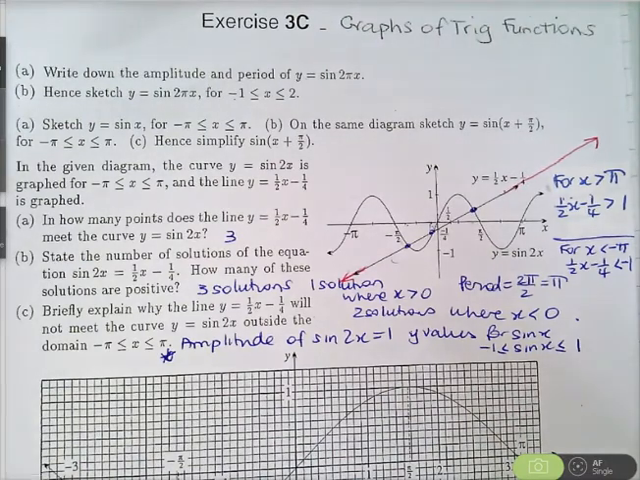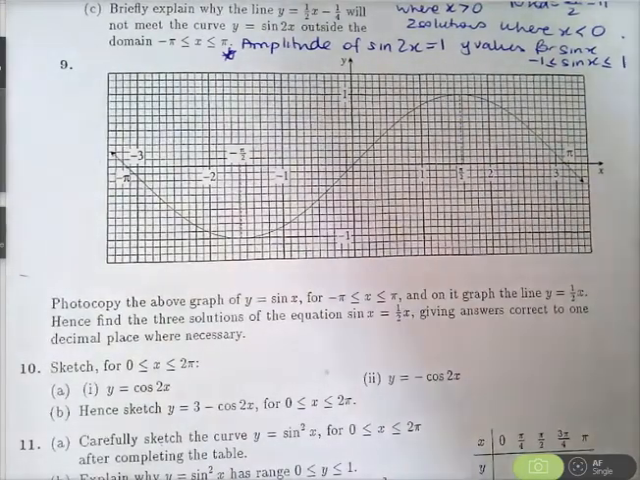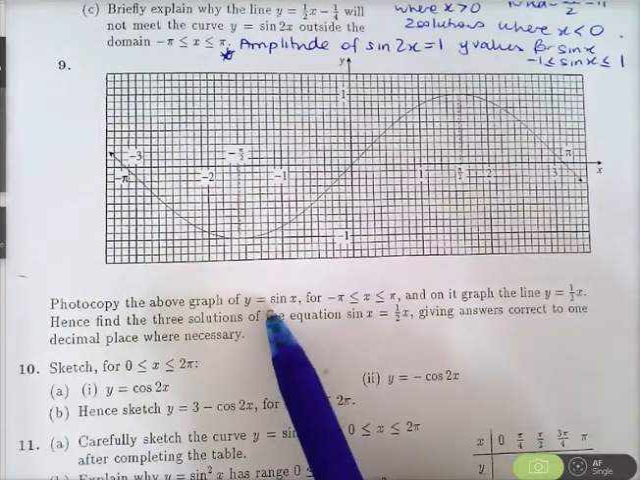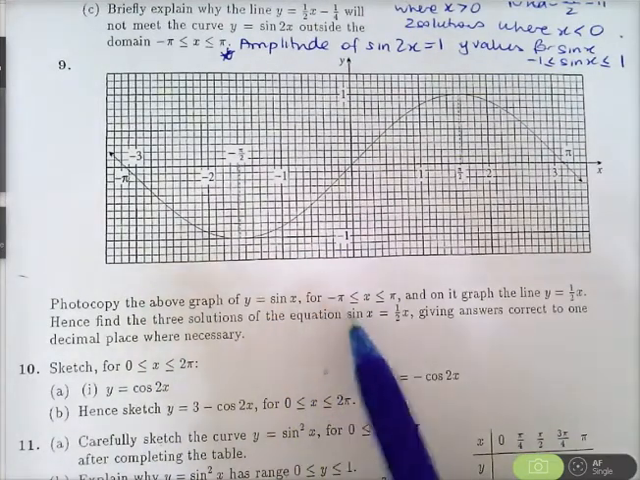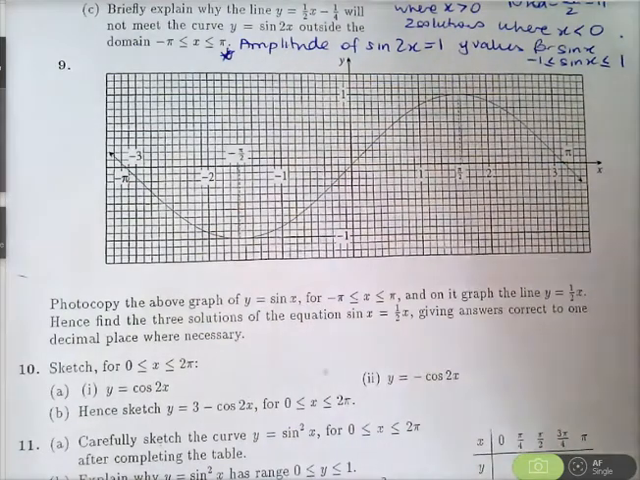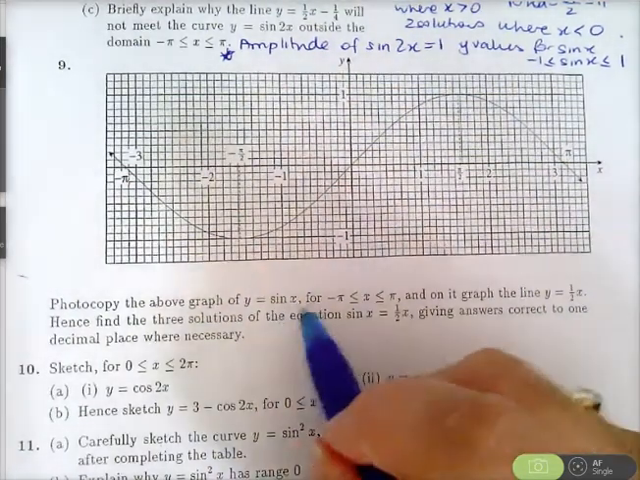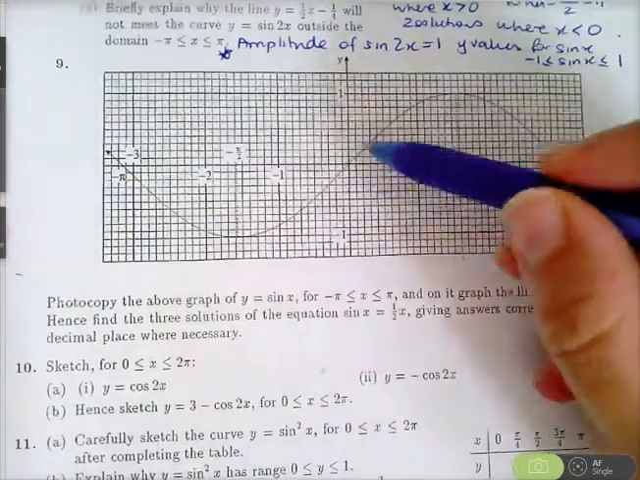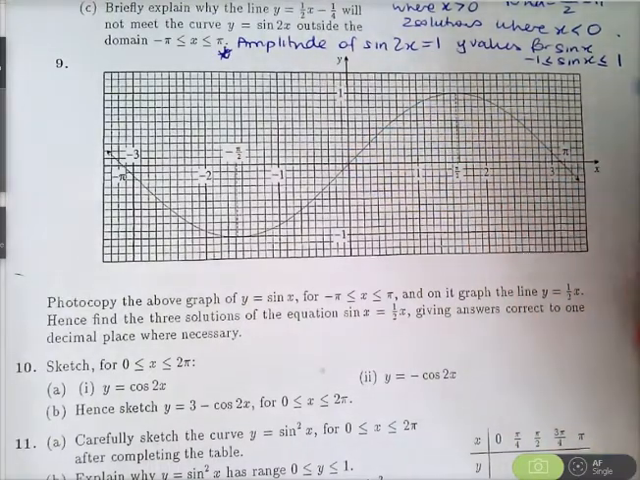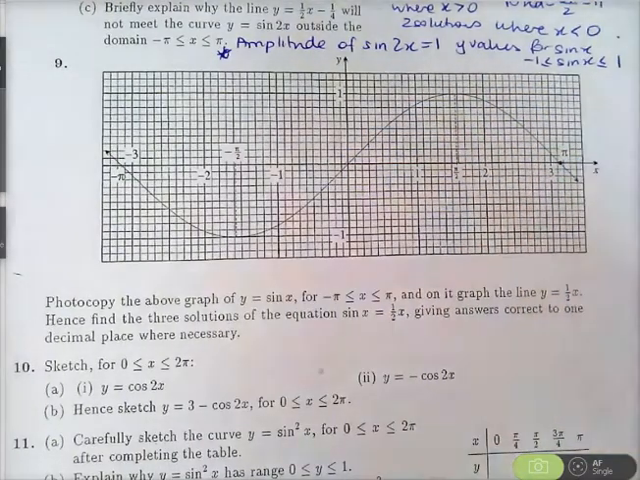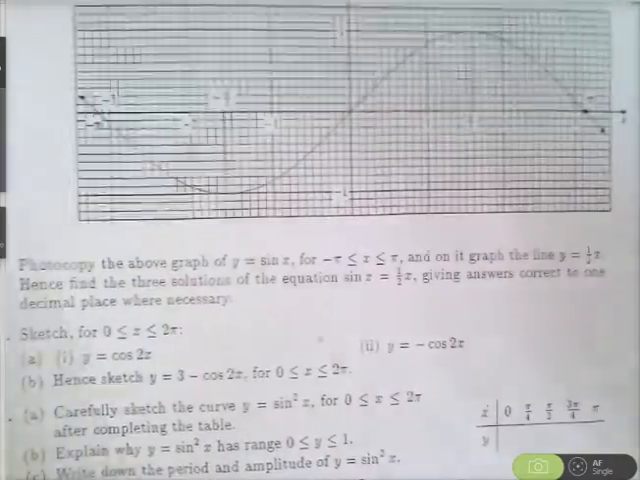Okay? Now we're looking at question 9. We've got the graph y equals sine of x here. Now, y equals sine x has a period of 2 pi. Notice it's got pi. You know pi is approximately 3.14.